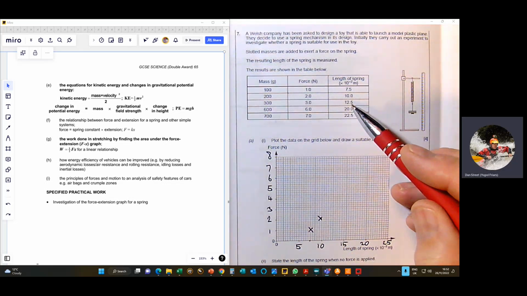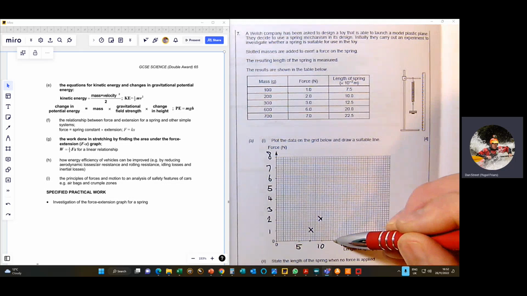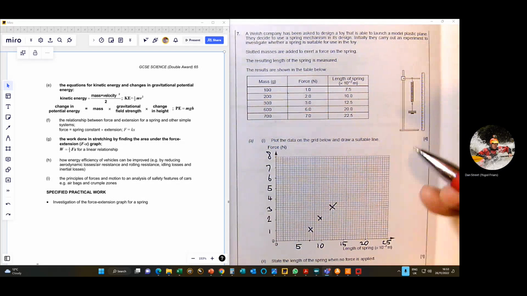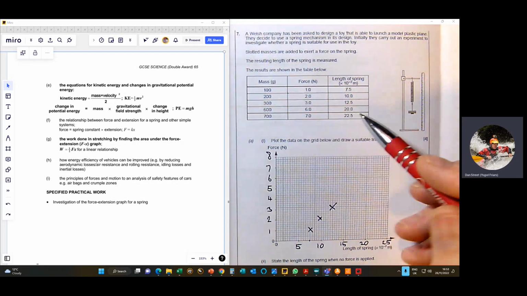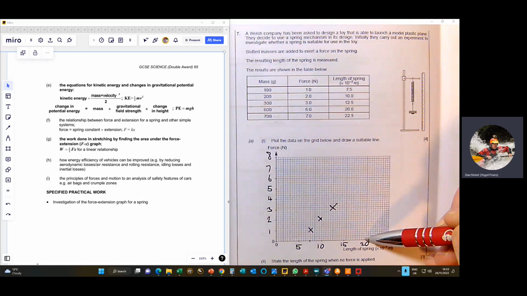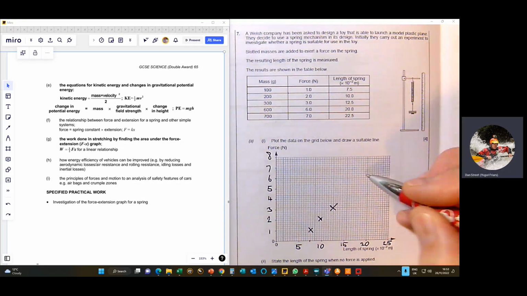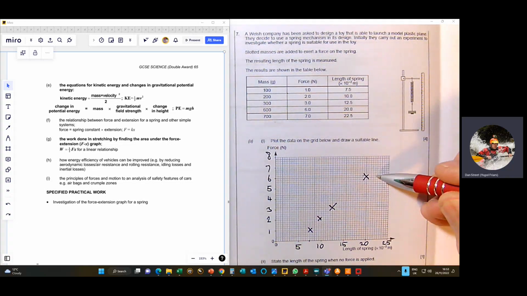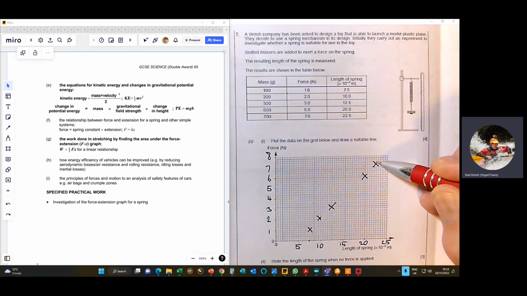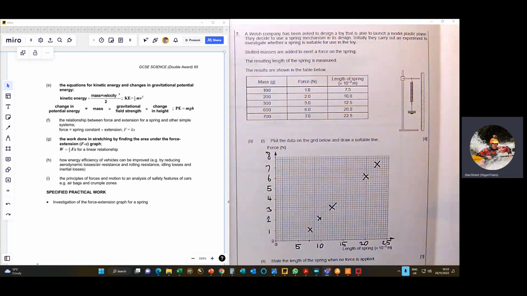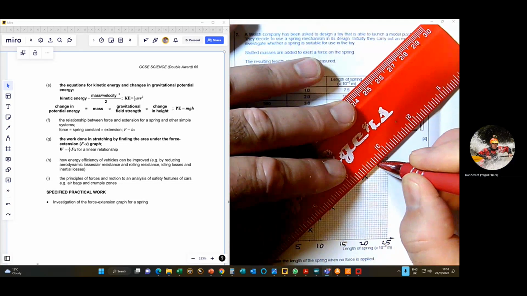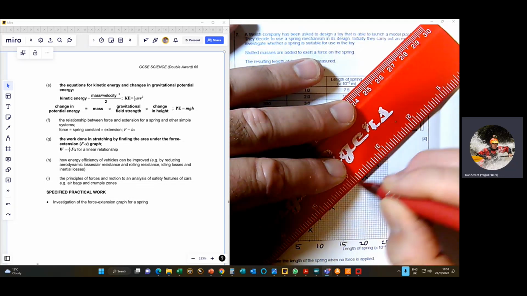Then we've got an extension of 12.5 and 3 newtons. 12.5 is there, 3 newtons is there. Then we've jumped in now to 6 newtons with an extension of 20. So there's the 20, there's the 6, and then 7 at 22.5. So 22.5 and 7. And then it asks you to draw a suitable line. So a suitable line in this instance would be a straight line, suggesting that the spring is adhering to Hooke's law.